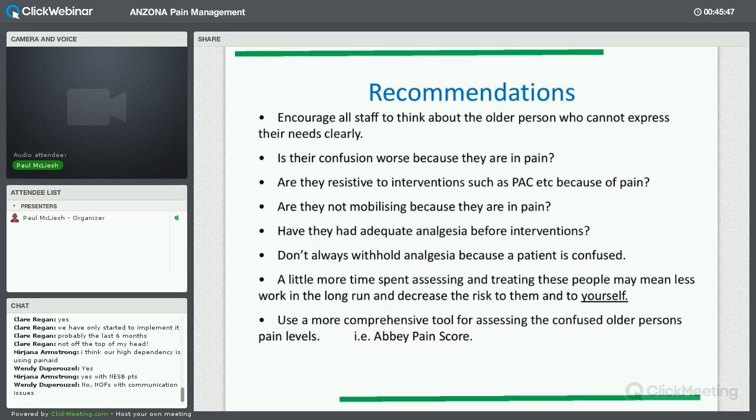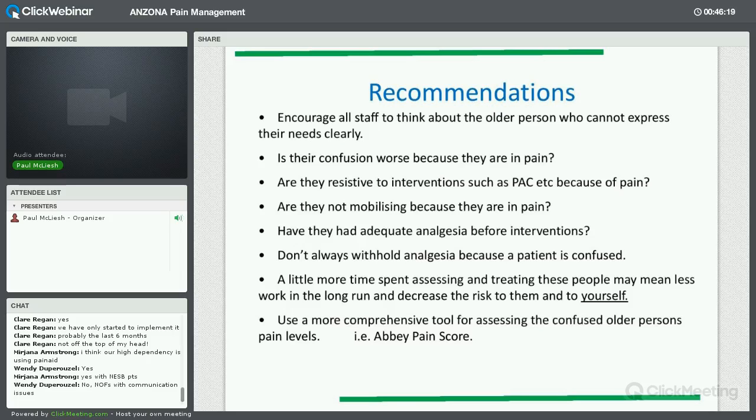Think about whether the confusion is actually worse because they're in pain. It might be feeding off each other a little bit. Are they resistive to intervention? If someone is continuously hitting or resisting any sort of intervention, then maybe there's an element of pain to that as well. You don't want to narcose them with too much analgesia, but you want to get a nice balance. Are they not mobilising because they're in pain? If they're not doing that, then they're not getting better. They're staying in hospital longer, so that's bad for them as well.